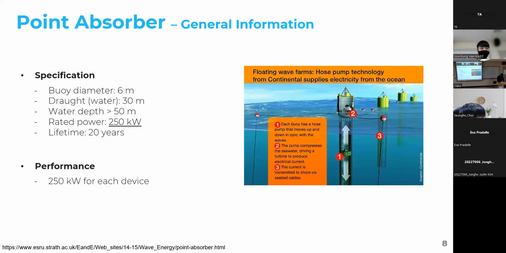The specification is: POV diameter is 6 meters. Draught is 30. Water depth must be more than 50 meters. And rated power is 200 kilowatts. The performance is 250 kilowatts for each device.